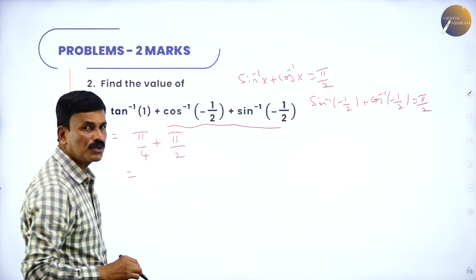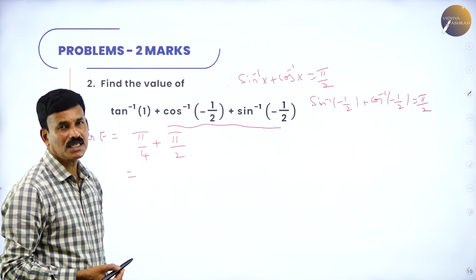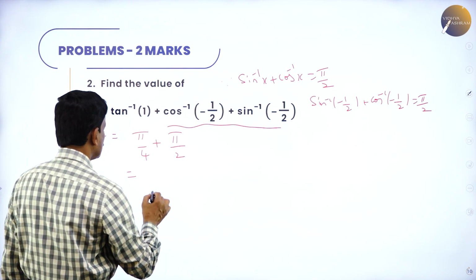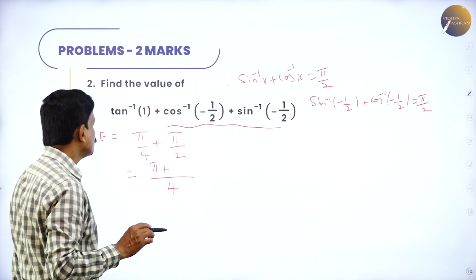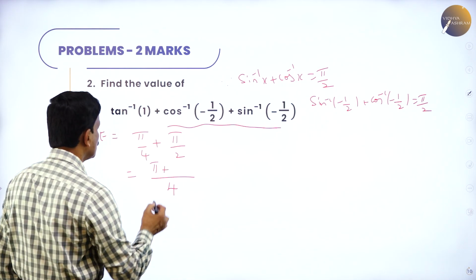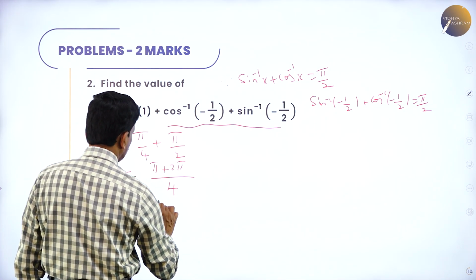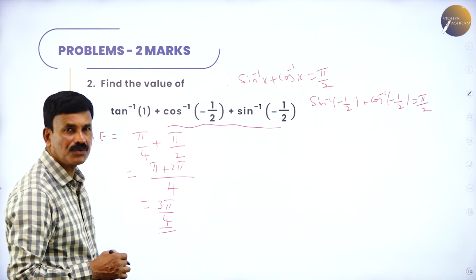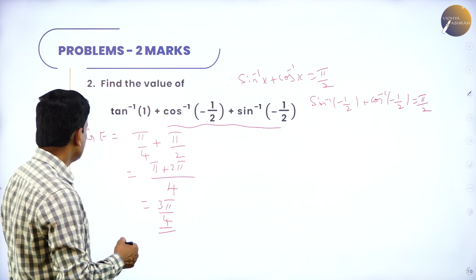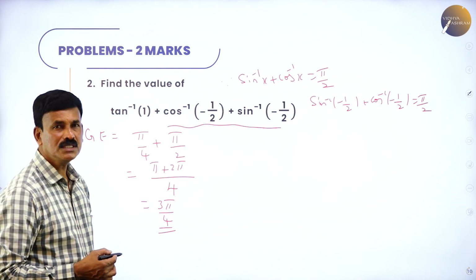So, pi by 4 plus pi by 2, that is 45 plus 90. This can also be written by taking LCM, 4 is the LCM, pi plus 2 pi, so 3 pi by 4, which is 135 degrees. Pi by 4 is 45, into 3 is 135 degrees.